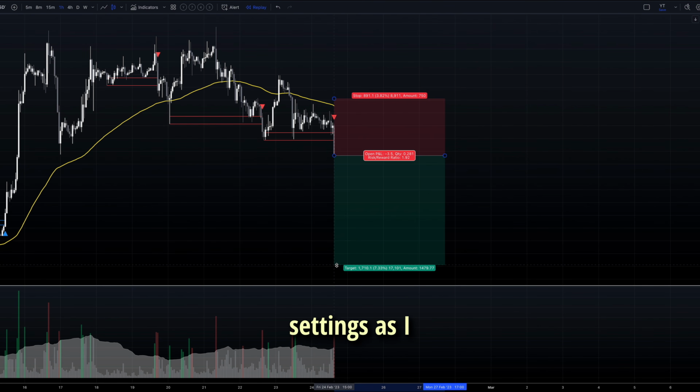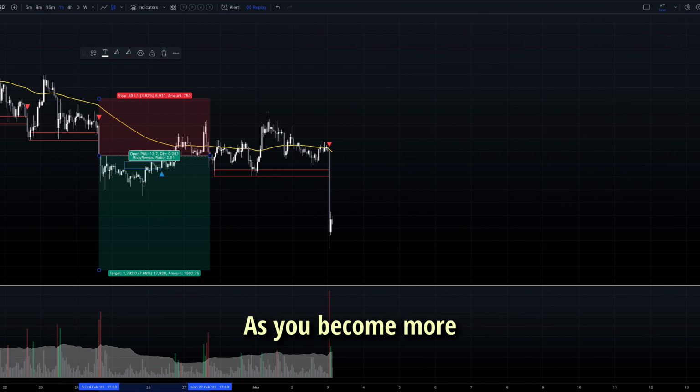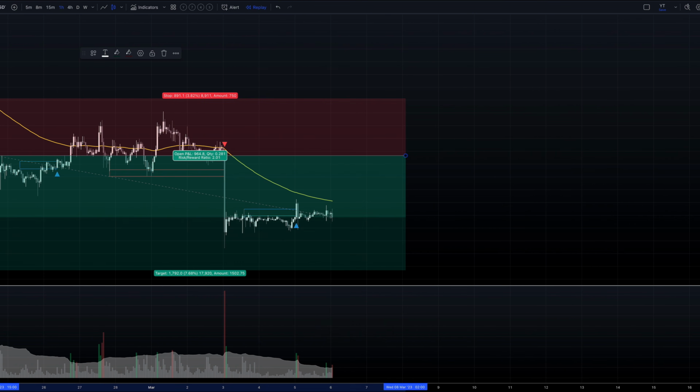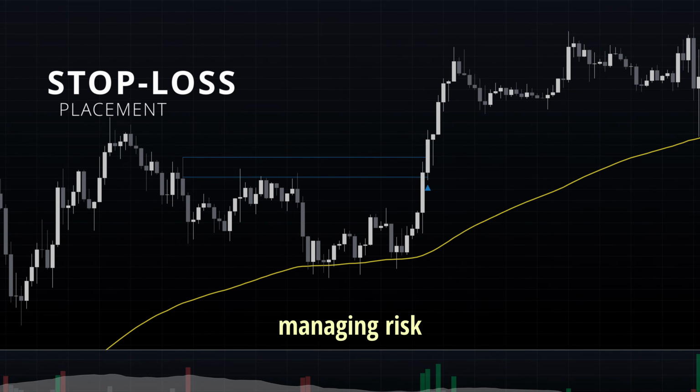Going back to the settings, as I always emphasize in all my videos, these settings are a starting point. As you become more familiar with the strategy, you may want to adjust them to suit your trading style and the specific assets you're trading. Nice. Now let's talk about managing risk.